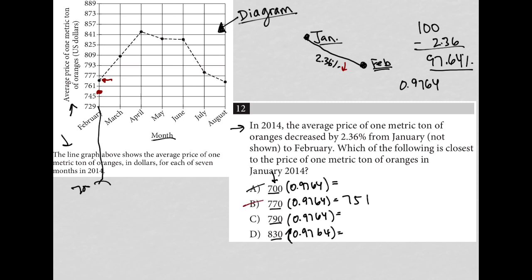Choice C, 790 times 0.9764 is 771, which is exactly where we want it to be, right? So choice C must be the correct answer. And 830 automatically is no good. That's way too big. So choice C is the correct answer here.